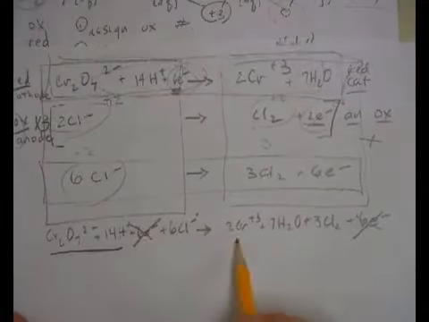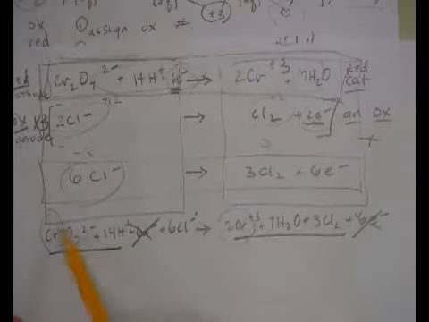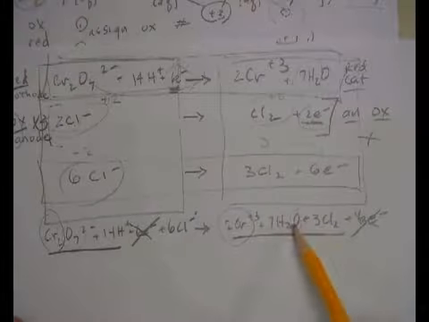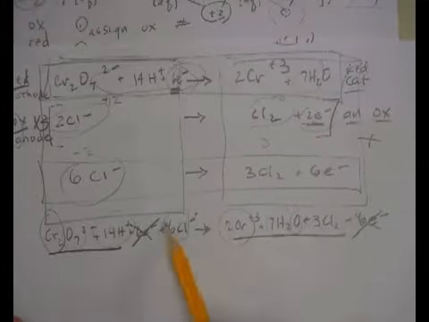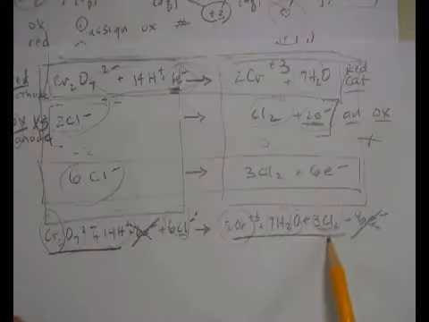And then I can check. Check to make sure that I've got the same number of chromiums, 2 and 2. Same number of oxygens, 7 and 7. 14 H pluses and 14 H pluses. 6 Cl minuses, 6 Cls and 6 Cls right here.